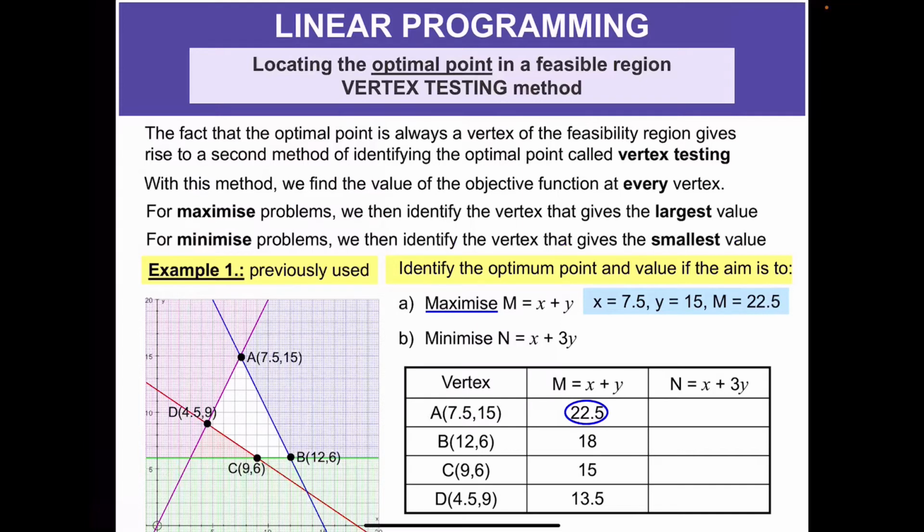Then if you're minimizing n in such a way that the objective function is x plus 3y, again do the same: plug the values of the coordinates of the vertex into the objective function, find the value at every single vertex, and because I am minimizing, I'm looking for the smallest one. So in this case, the lowest value is 27. So x is 9, y is 6, that's the optimal point or optimal solution from the feasible region, and the value of n is 27.